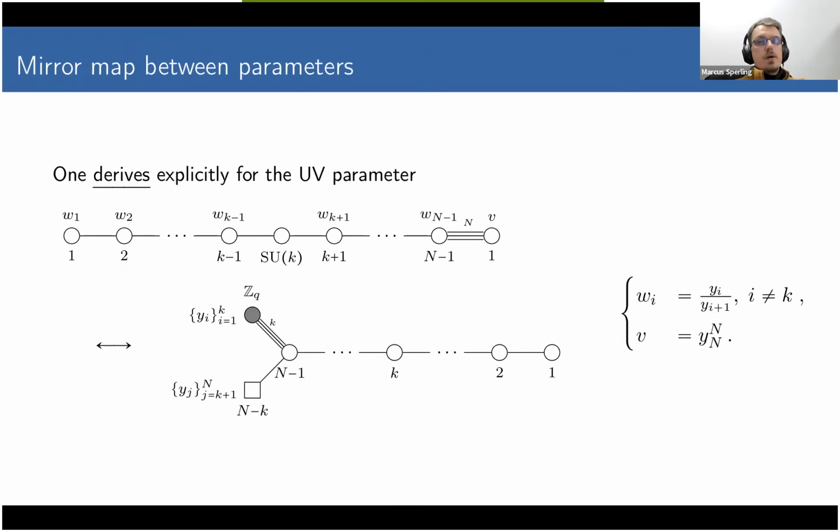Now, before going to the other cases, let me just give you an example of what you can see for the corresponding mirror maps of the parameters. If you're interested in the UV parameters, you can very explicitly derive a simple relation like this, that all of these topological factors here are given by ratios of the flavor symmetries. And the last one here is essentially given by some nth power of the last one.